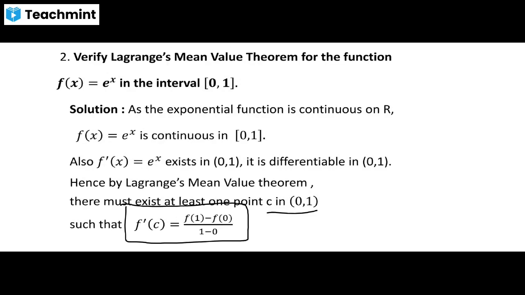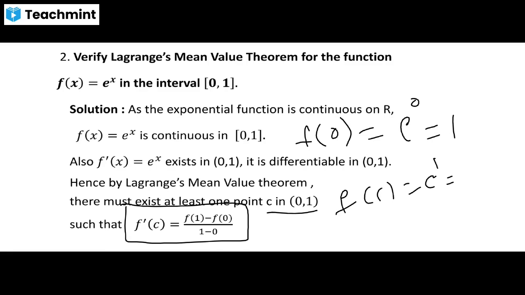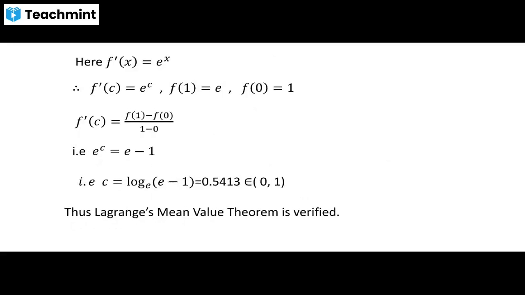What is that condition? f dash of c is equal to f of 1 minus f of 0 divided by 1 minus 0. Here, what is f of 0? f of x is e power x, so f of 0 is e power 0, whose value is 1. Again, f of 1 is e power 1, which is e only. That means f of 1 is e and f of 0 is 1, divided by 1 minus 0. F dash of c is e power c. Substitute all these values.